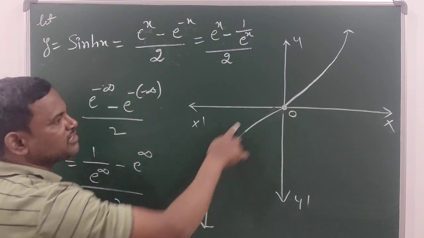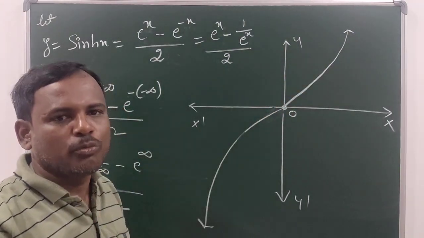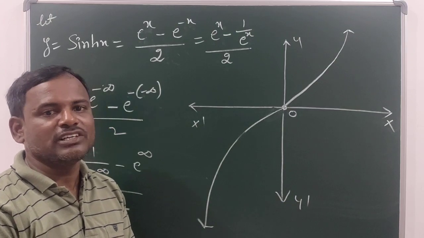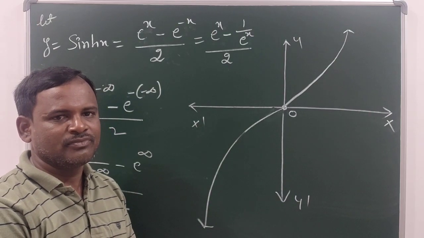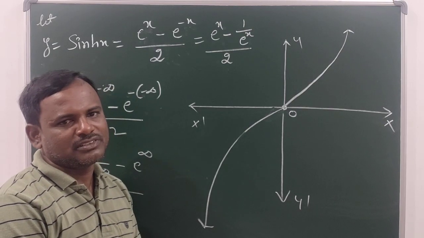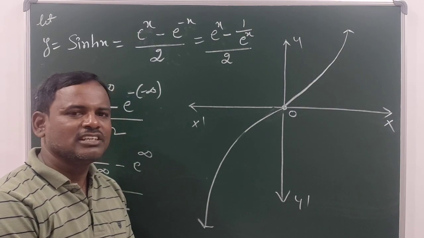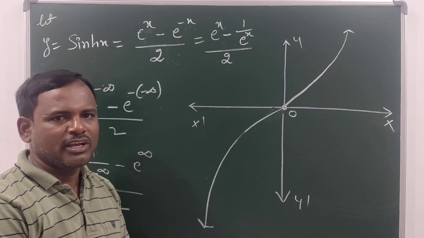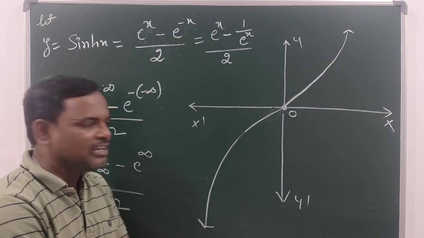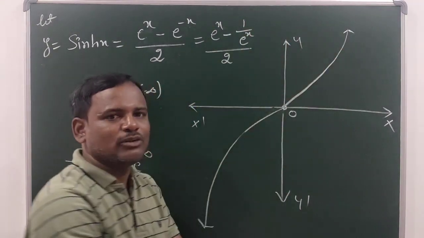So it is a continuous graph in its entire domain, no break. Hence it is a bijective function in its domain. What is the domain of sinh x? Set of real numbers. And the range? Set of real numbers. Now observe the graph of sinh x in its domain. It is strictly increasing, no?